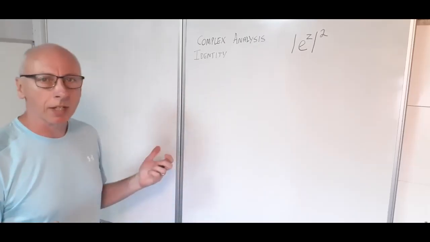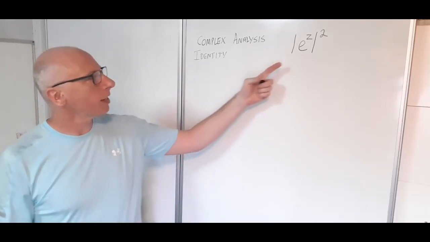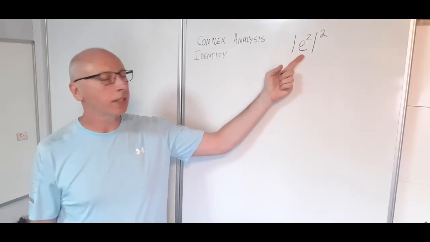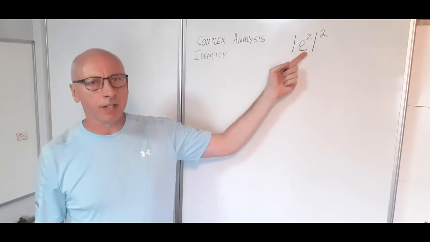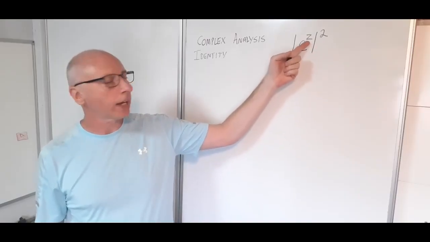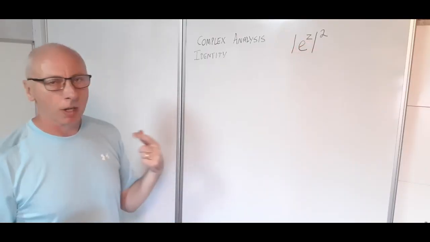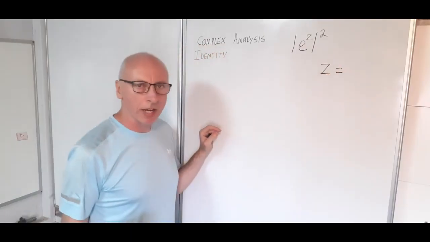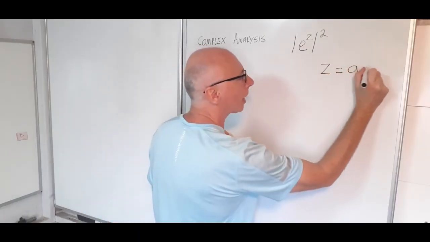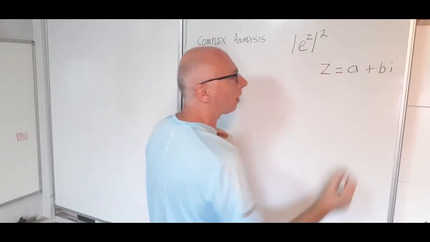So let's have a look at some complex analysis, and let's have a look at the identity for the modulus of e to the z quantity squared. Now e to the z here, where z is a complex number. So complex number, z equals, now let's write that in terms of its components, a plus bi.